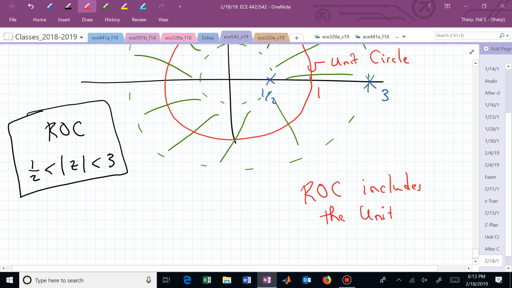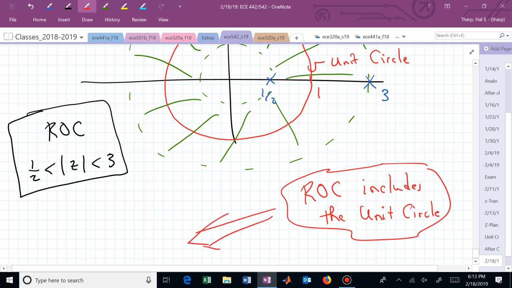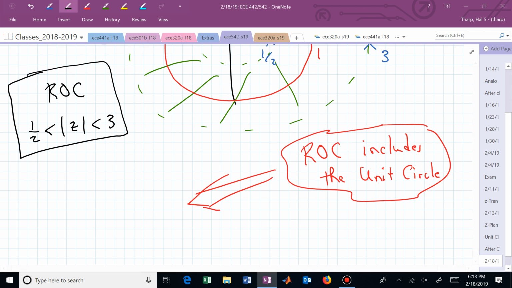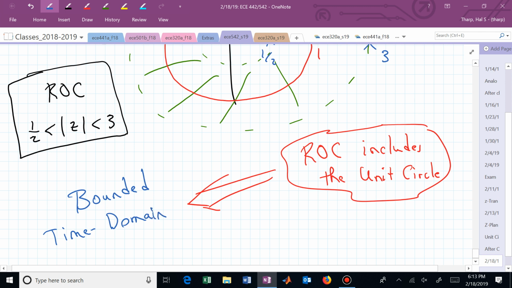And because of that, now we know that whatever the sequence is, it's bounded. We have a bounded time domain sequence.